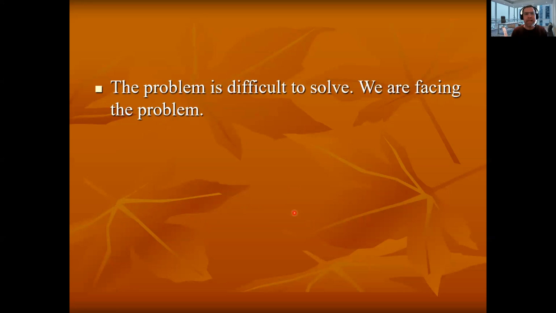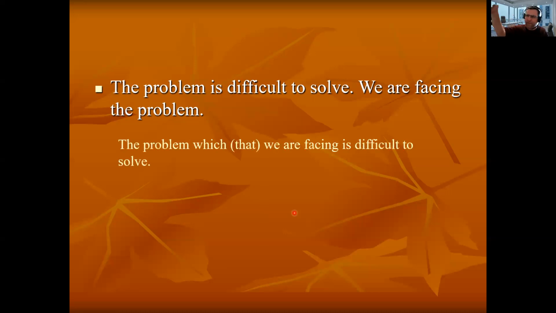Okay, the problem is difficult to solve. We are facing the problem. Put these two sentences together using a relative pronoun. Okay, if you got it right, check your answers. If you got it right, good for you. But if you made a mistake, see what your mistake was so you don't make the same mistake in the future. And that is the end of our lesson.